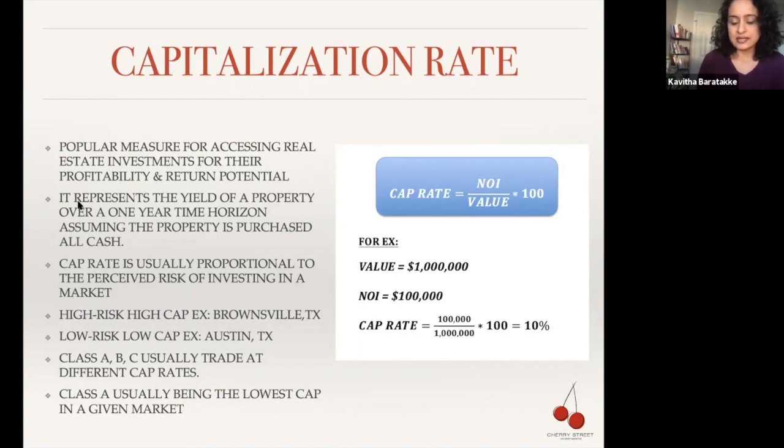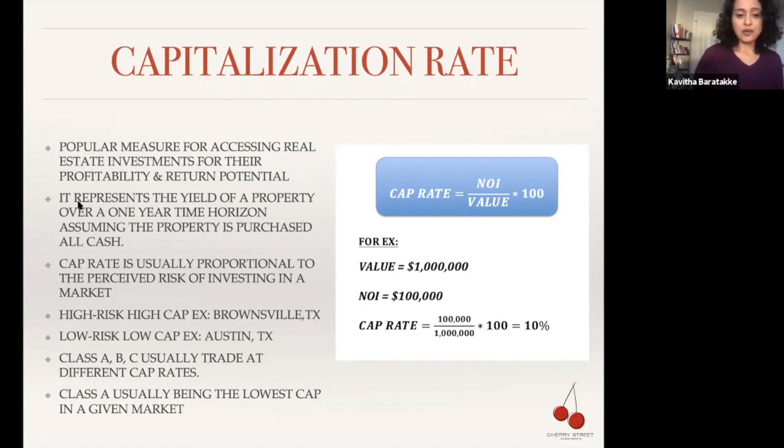So in this case, I'm selling a property, let's say, with an NOI of $100,000, and the value of the property, or the price I'm asking for, is $1 million. Then the cap rate of the property is simply 100,000 divided by the price, which is $1 million, times 100, because it's a percentage. So we have a 10% cap rate. You're not going to see 10% nowadays in most big markets, but it is possible in smaller markets.